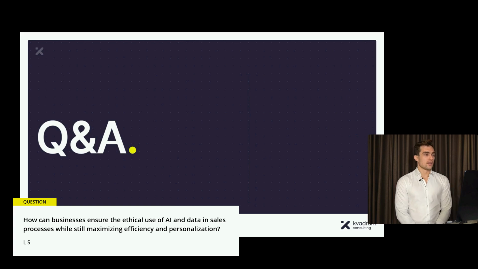How can businesses ensure ethical use of AI and data in sales processes while still maximizing efficiency and personalization? Yes, this is a good one, because I think there is a lot of debate about it. There are of course a few different viewpoints, right? I think the main issue is that a lot of what happens to the data, you don't really have any control over. Like, how is all the ChatGPT data used? We actually don't know. We know what they say, but there have been scandals before. So it's really hard to 100% safeguard yourself against data being used in the wrong way.